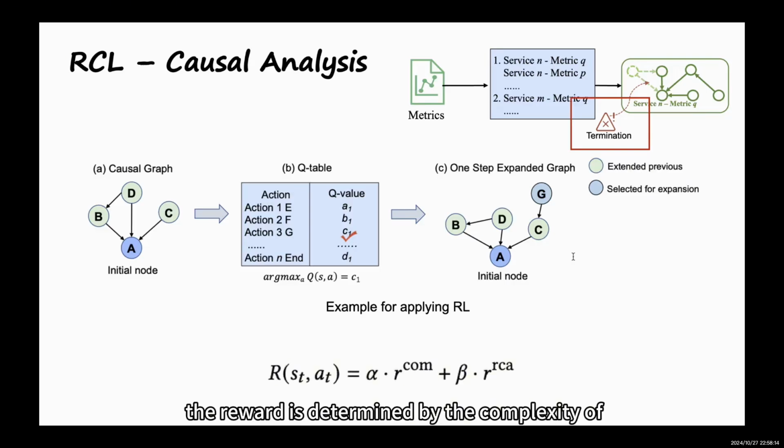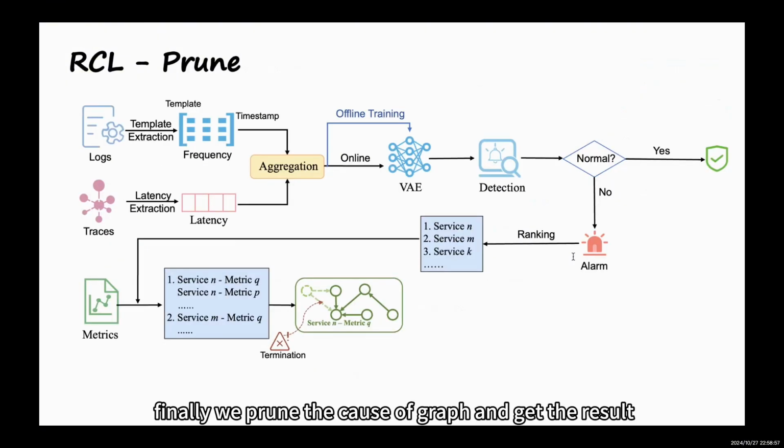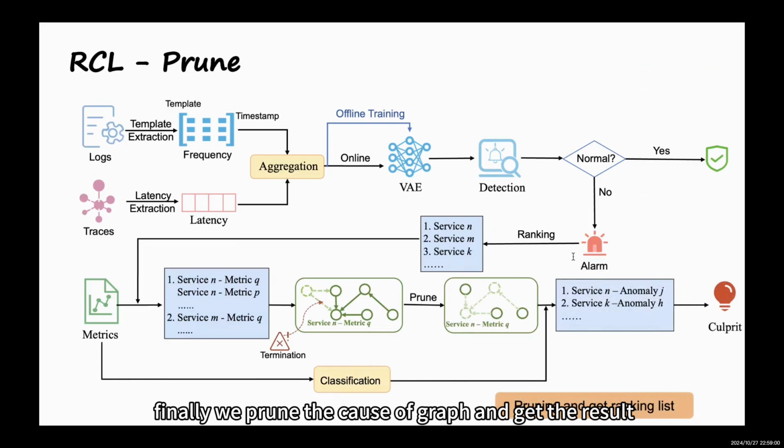The reward is determined by the complexity of the graph and the accuracy of results. The higher the complexity, the lower the reward. The higher the accuracy, the higher the reward. So alpha is negative, and beta is positive. In this way, we can achieve lower complexity and higher accuracy. Then we recalculate the Q-value and iterate this process until the Q-value of the termination action is the highest. Finally, we prune the causal graph and get the result.